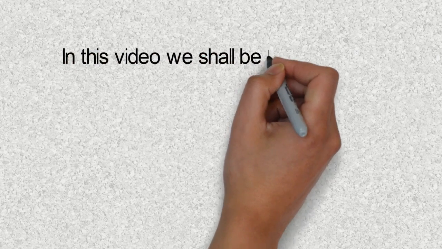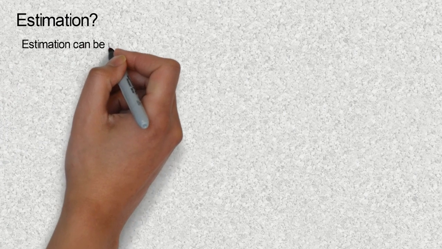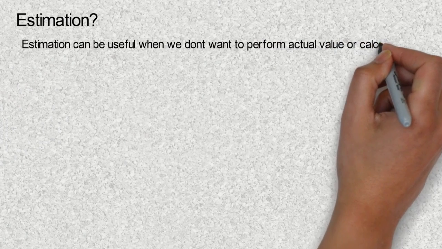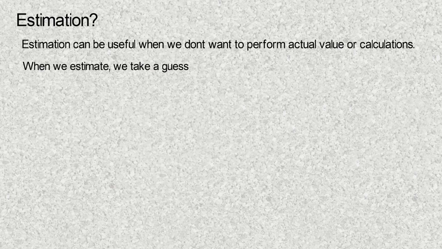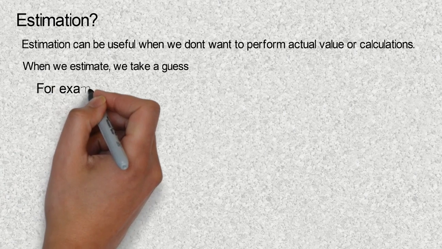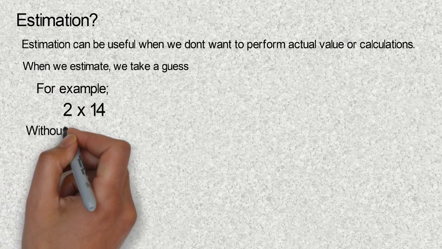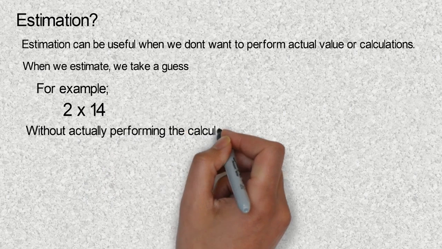In this video, we shall be looking at estimation and approximation. So, what is estimation? Estimation can be useful when we don't want to perform actual value or calculations. When we estimate, we take a guess. For example, 2 multiplied by 14. Without actually performing the calculation, we guess that the answer will be close to 30.